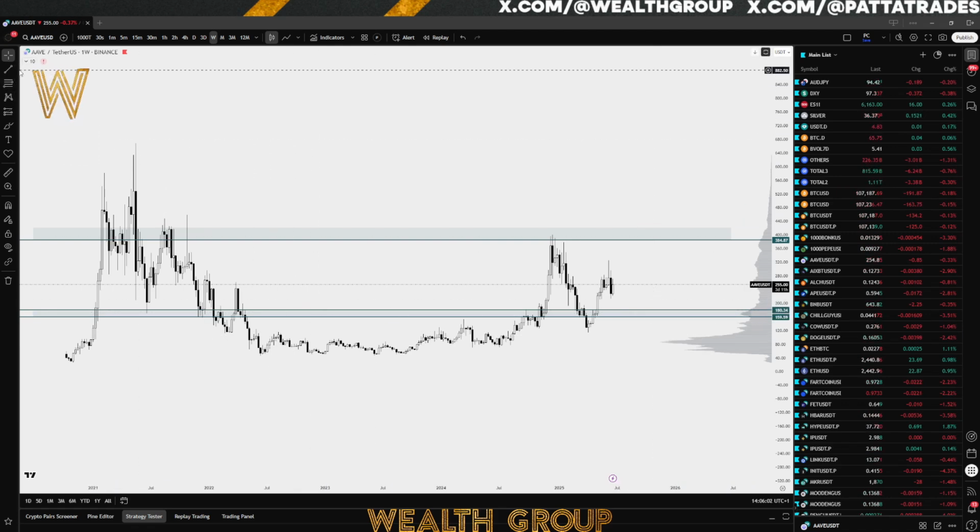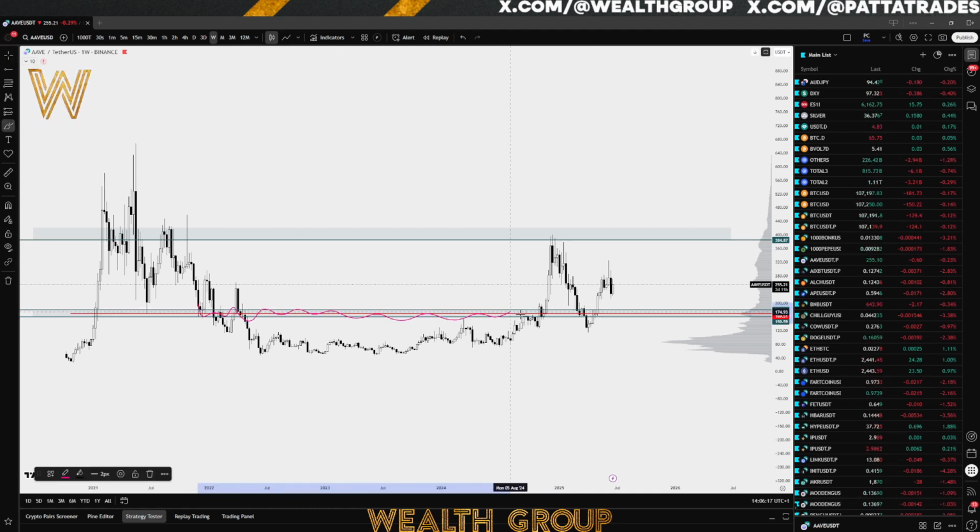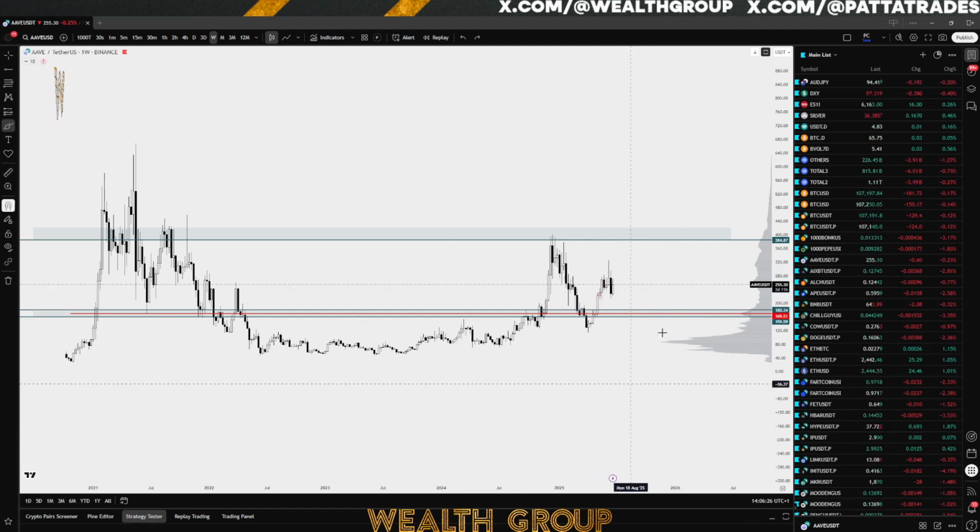And also what we have within this support as well is a high volume node box. So what we can see here on the right is this high volume node point of control area. What we have is confirmation that there's a lot of activity being done within this support and resistance area, which a lot of the time, once we break something and we come back to retest it, I like to look at an entry around there.